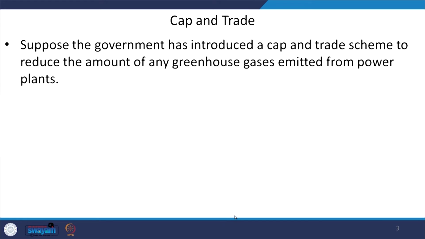As you understand, in cap and trade, the government puts a cap or upper limit, and that allows trade among the polluting entities. Suppose the government has introduced a cap, the upper limit of the emissions, and this trade scheme then will reduce the amount of emissions. So now let's take an example of cap and trade. Suppose the government has introduced this cap and trade scheme in order to reduce the greenhouse gas emissions that are emitted from the power plants.